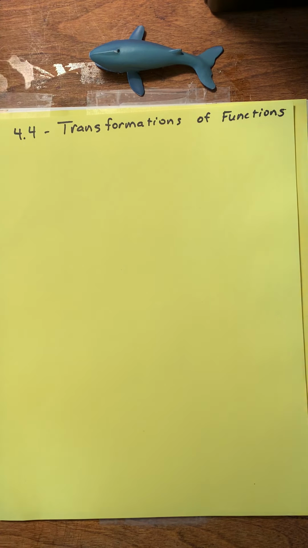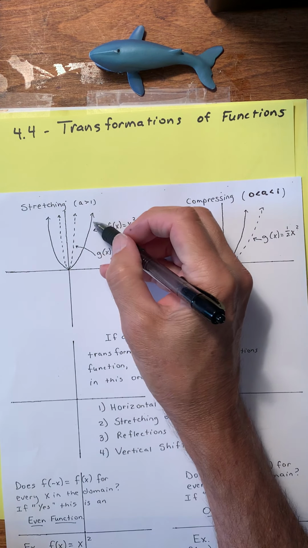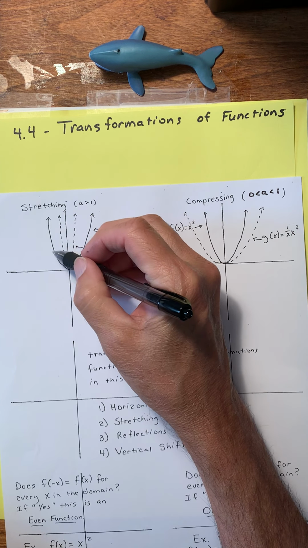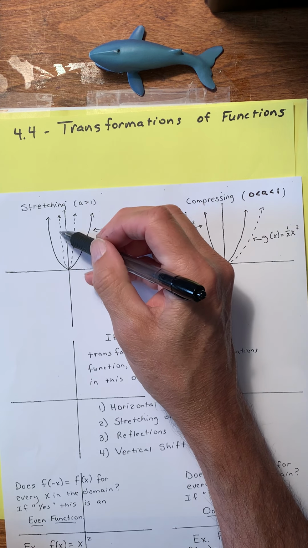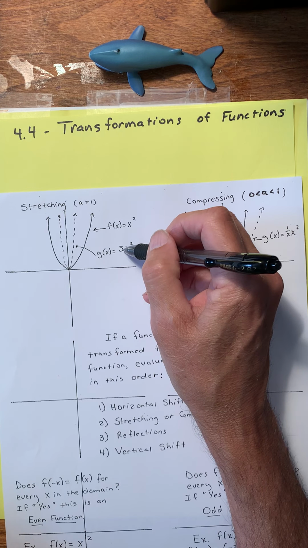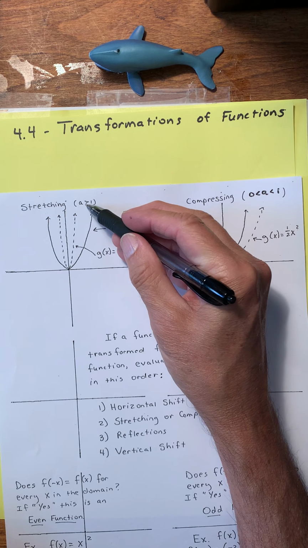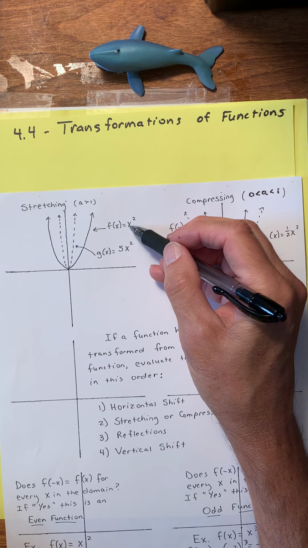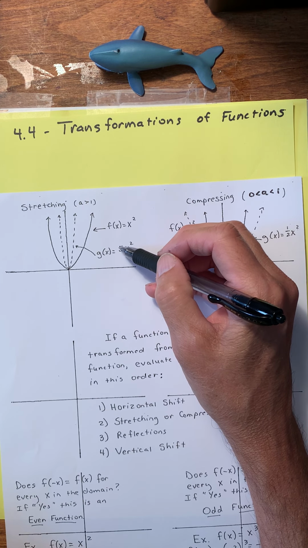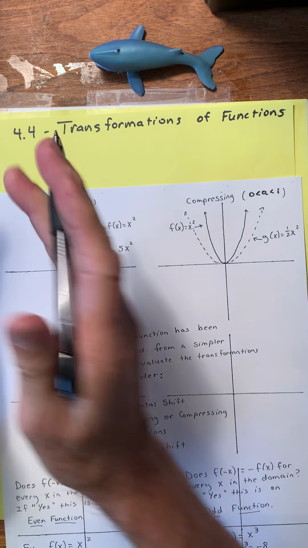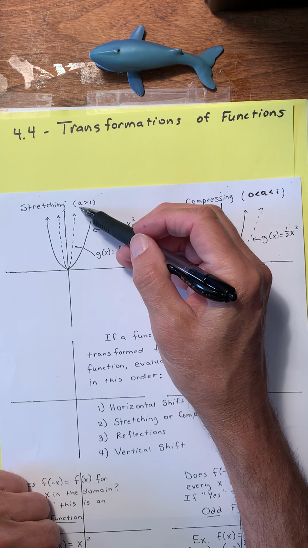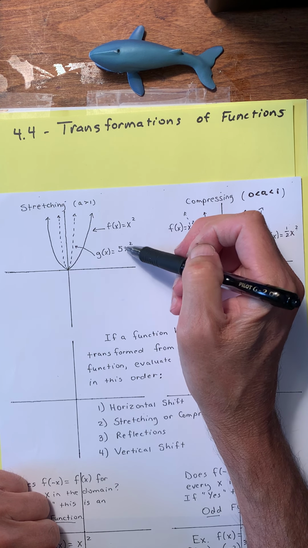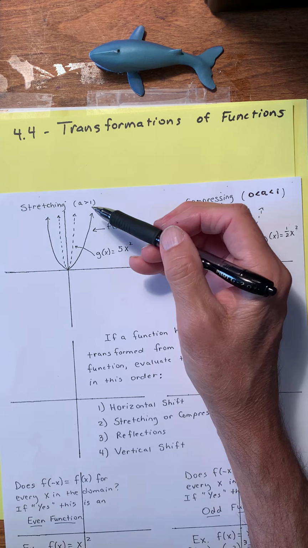We did get to stretching and compressing, right? Here's my ordinary common function, x squared. What if I wanted to thin it up, what we call stretching? I simply multiply the whole thing by a number greater than 1. So if I multiply x squared by 2, 3, 7.5, 100, it's going to thin the thing up, what we call stretching it. That's if the number in front of the function itself is greater than 1.